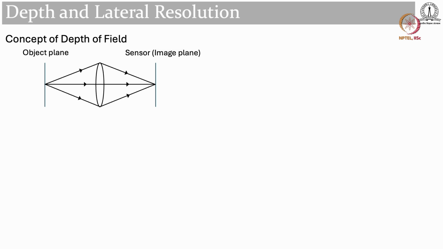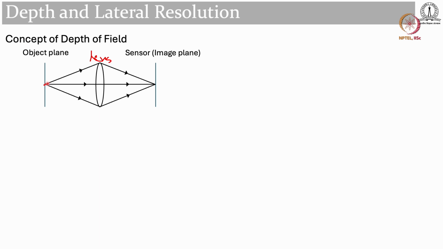So suppose you have a point object here, I'll just turn on my pointer. Suppose you have a point object that is here at the object plane, and the light coming from it passes through the lens, I hope it's clear, and this is the sensor plane of the camera, or the image plane where you want the image to be formed.